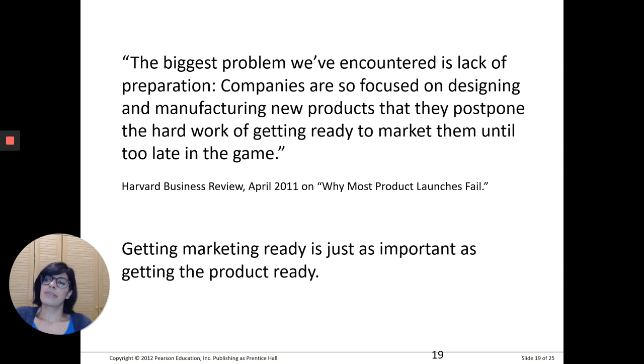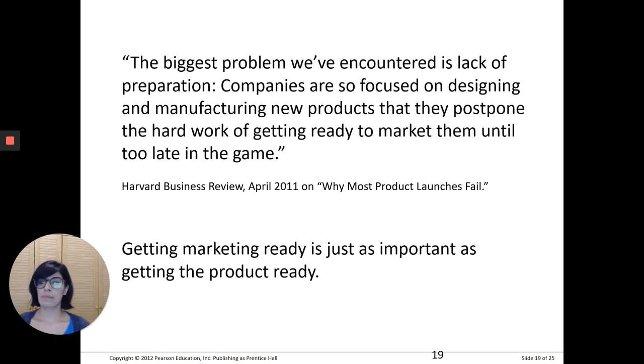In 2011, in the Harvard Business Review, an article was released called Why Most Product Launches Fail. And one of the key elements is that it's a lack of preparation. Companies are so focused on designing and manufacturing new products that they postpone the hard work of getting ready to market them until it's too late in the game.